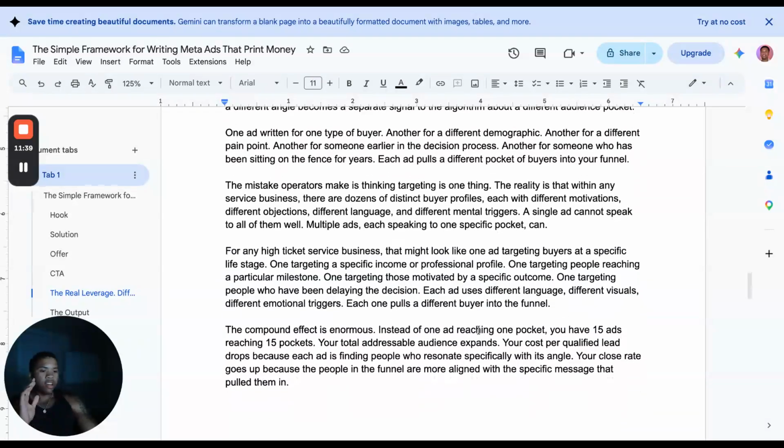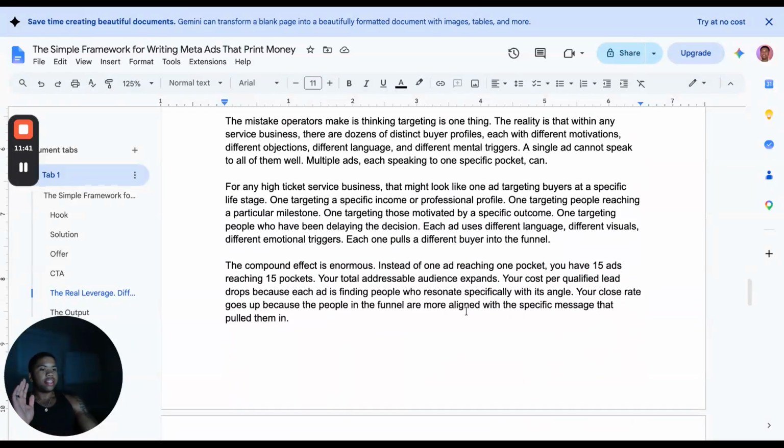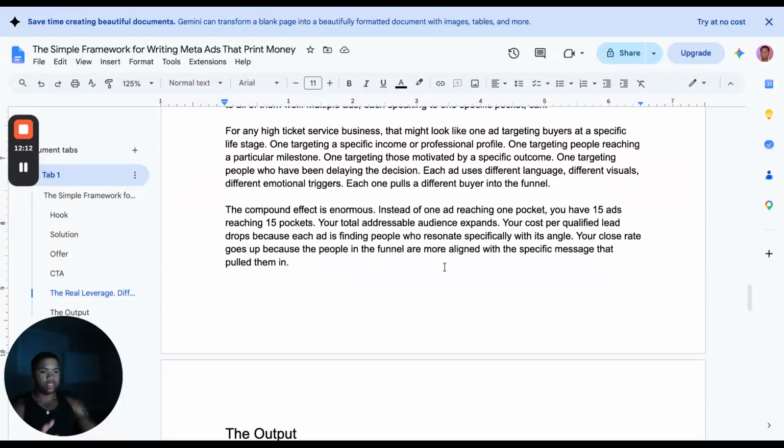And so for any high ticket service business, that might look like one ad targeting buyers at a specific life stage, one targeting a specific income or professional profile. That can work for you. Maybe you're going to have one that's targeting people who have reached a particular milestone in their career, life, whatever it is. One targeting those that are motivated by specific outcomes. Again, all these different emotional triggers, and you're going to pull that type of person. And the compound effect is huge here.